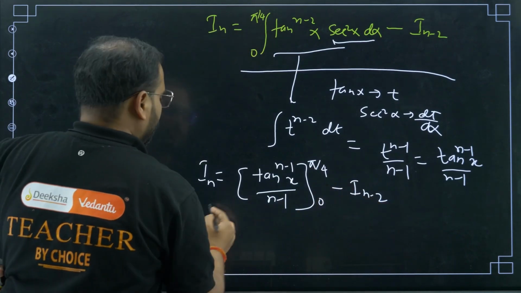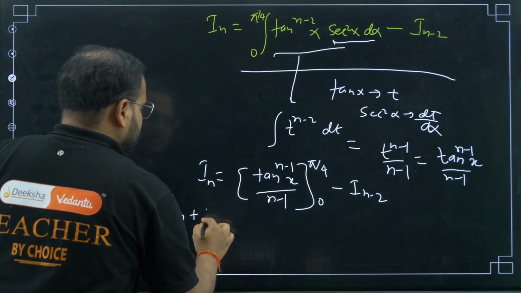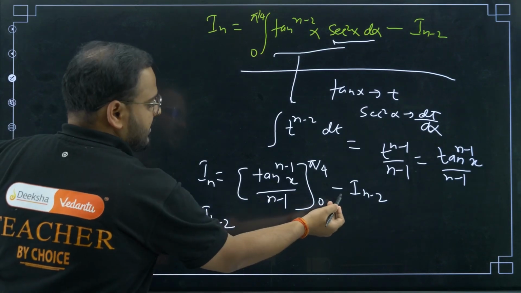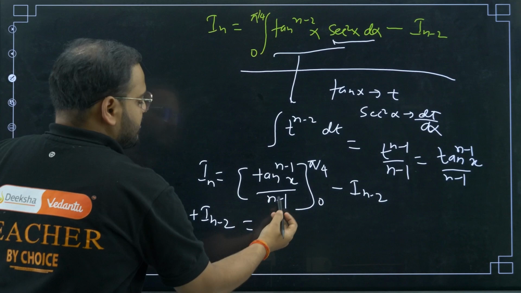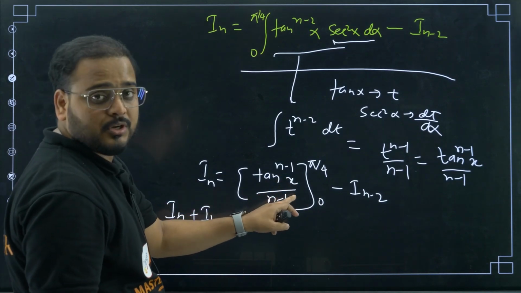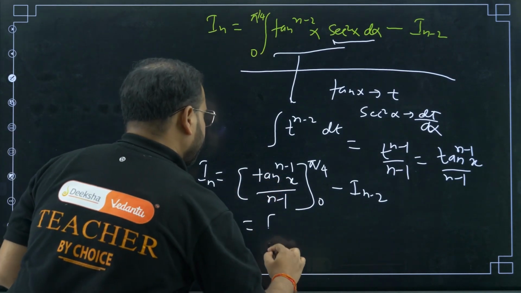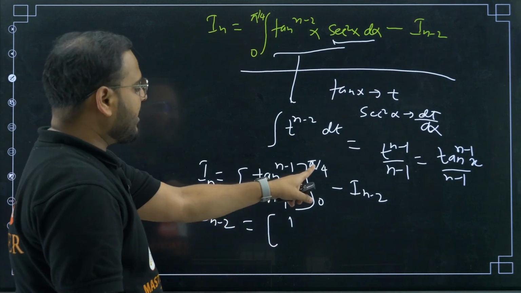Now I can put it back and bring it over here. I'll get I_n plus I_(n-2). There's a minus sign, so I brought it here, it becomes positive. Check here, pi by 4, tan pi by 4 is how much? 1. 1 to the power anything will be 1 only, no?